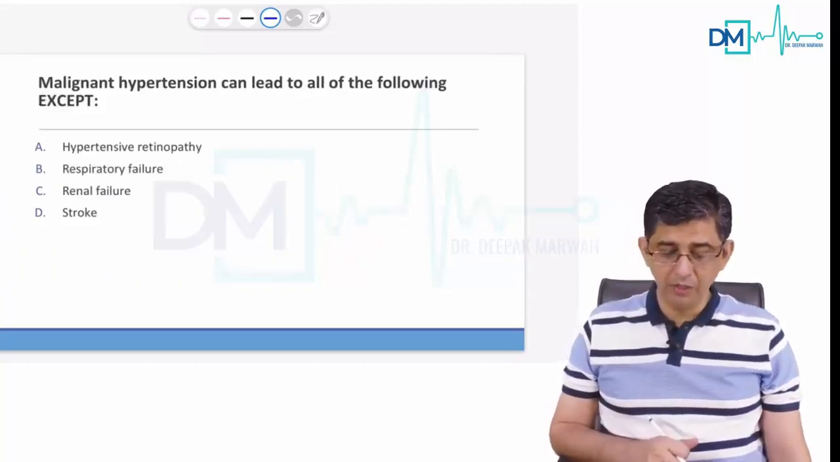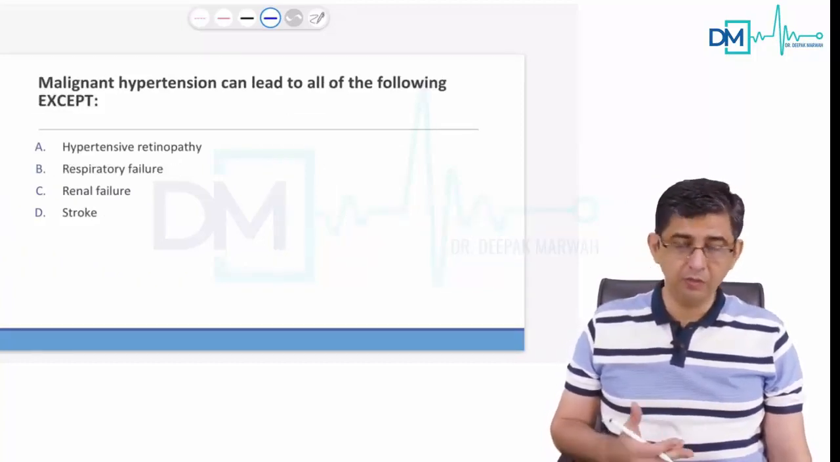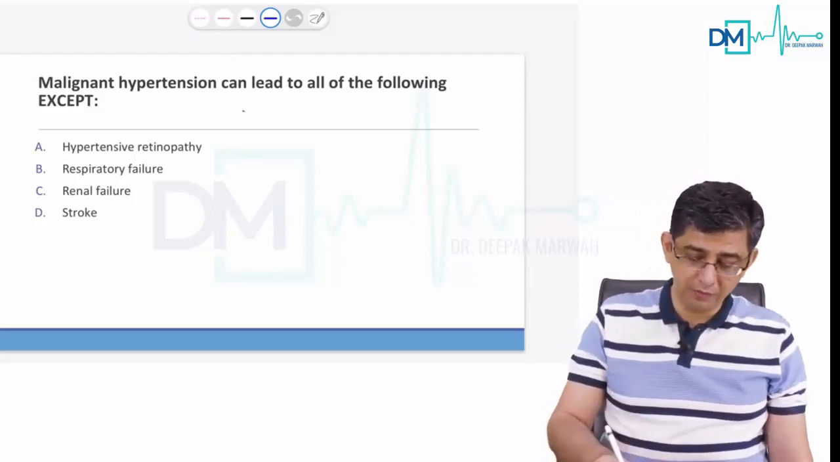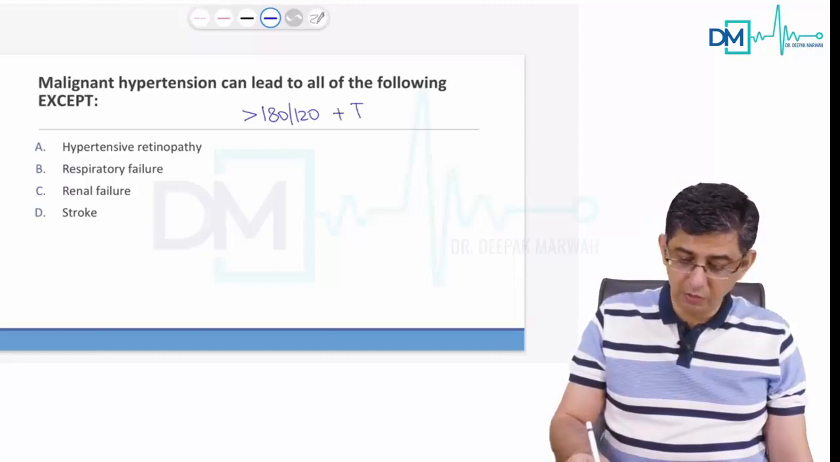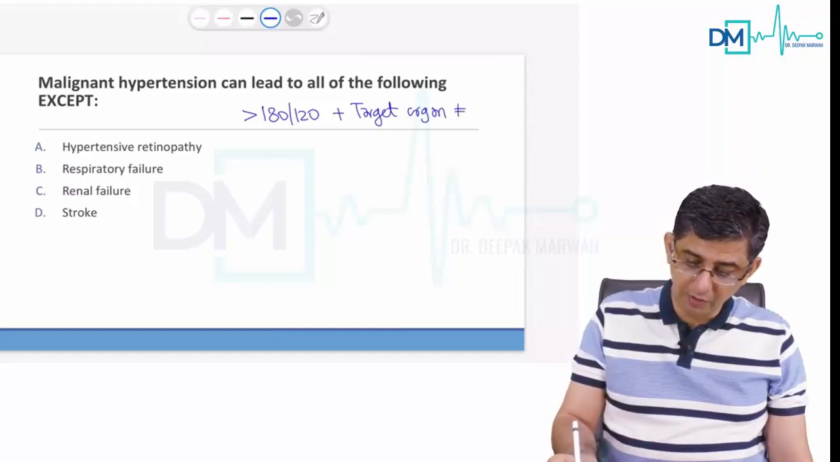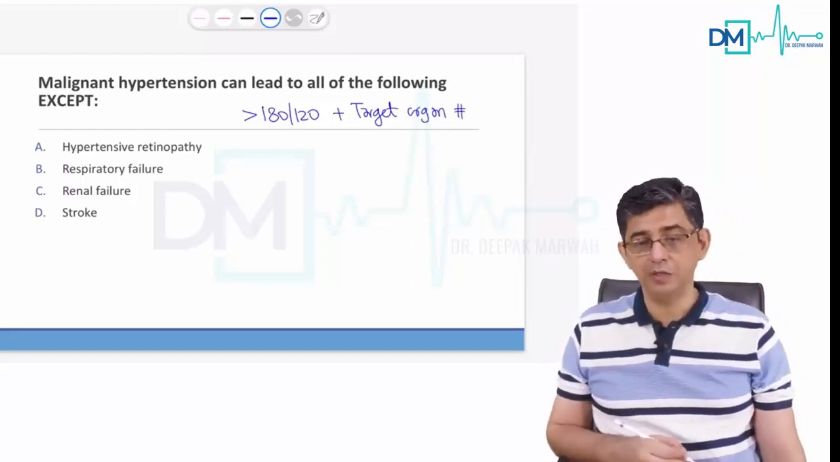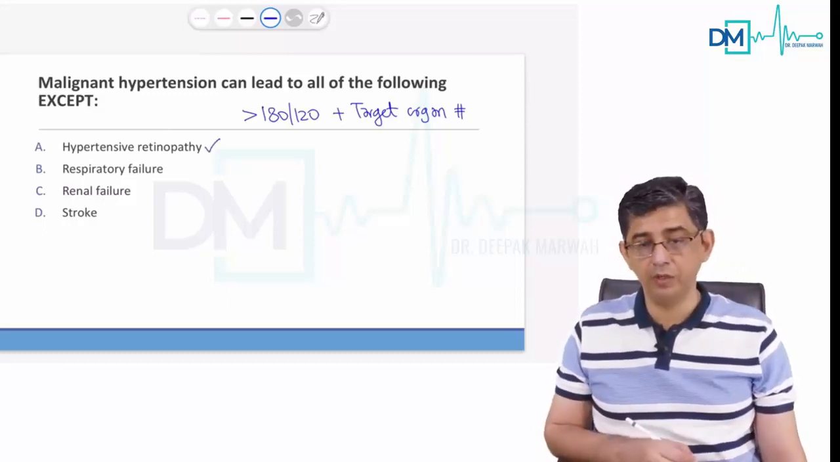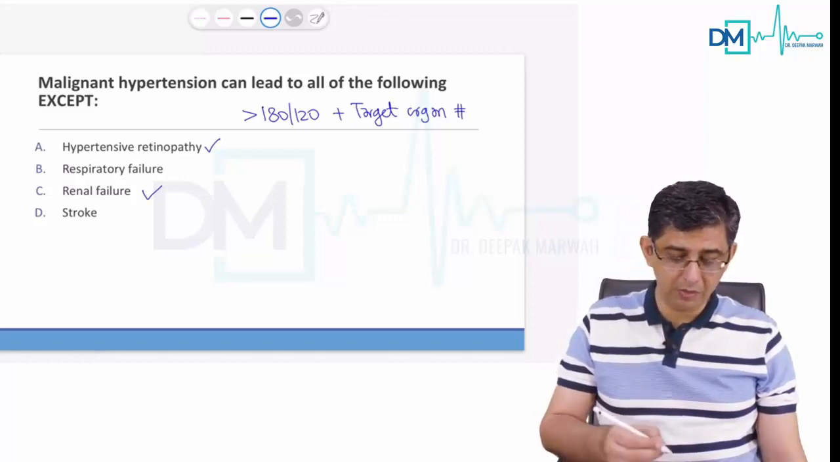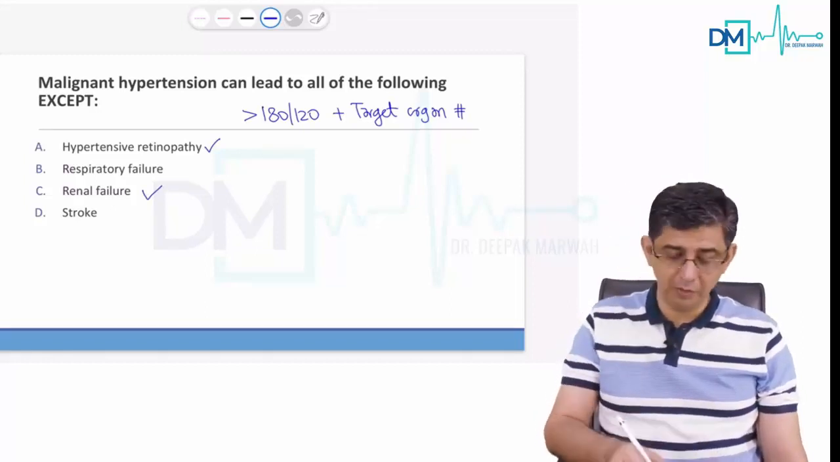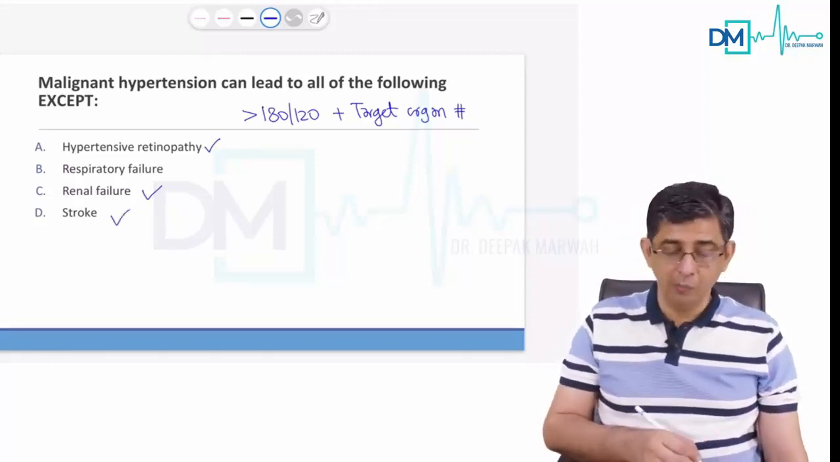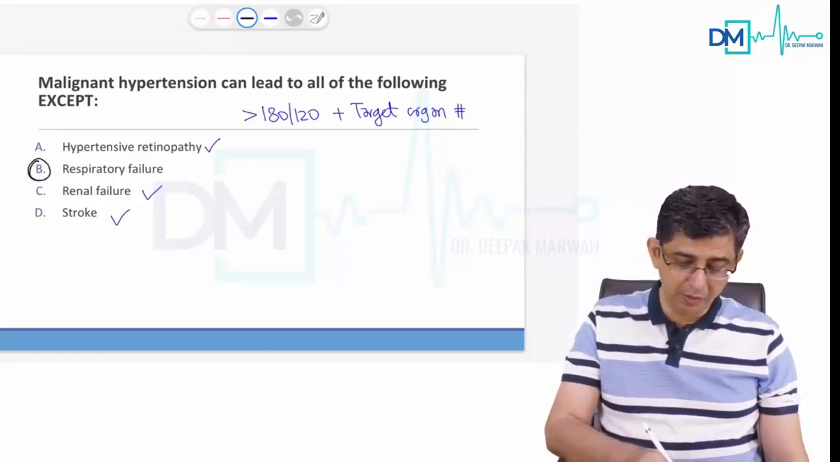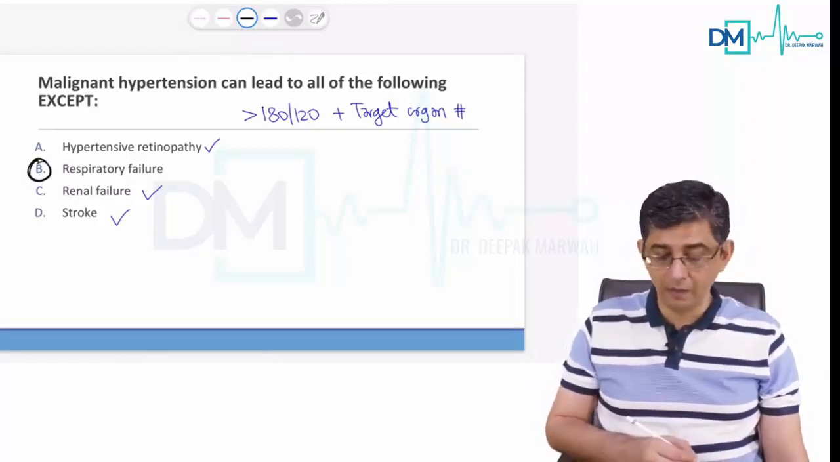Malignant hypertension can lead to all of the following except... Malignant hypertension would be very high blood pressure, usually in excess of 180 by 120 millimeters of mercury, and due to the high blood pressure, there could be a concomitant possibility of target organ damage in the patient. In these patients, there can be damage to the eyes, so you would have a hypertensive retinopathy. There could be damage to the kidneys, so you would have renal failure. There would be damage to the brain, so you will have a stroke, but you do not read about respiratory failure in malignant hypertension.